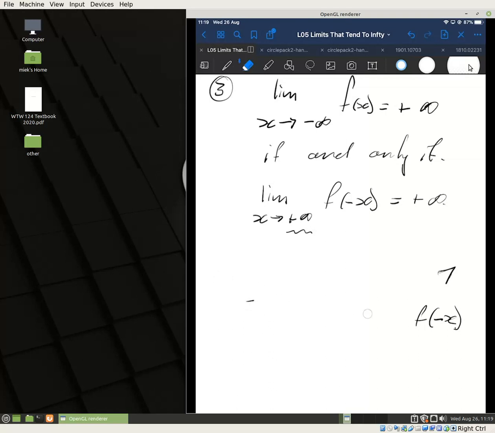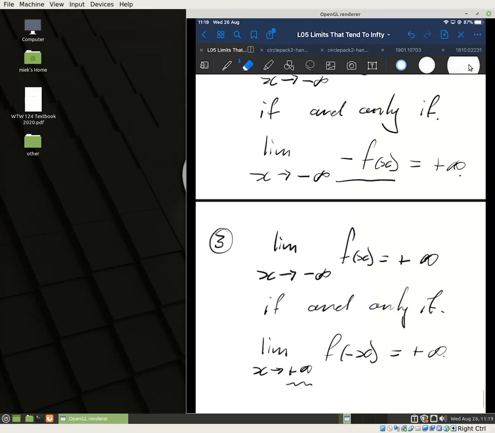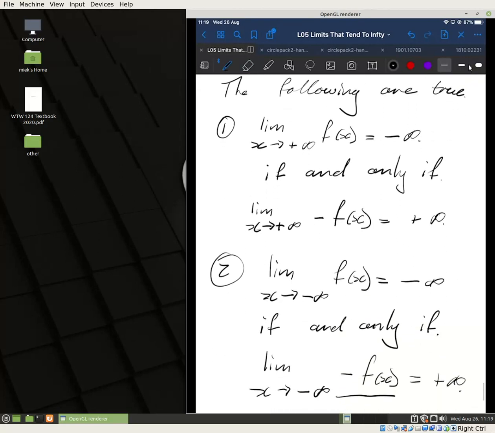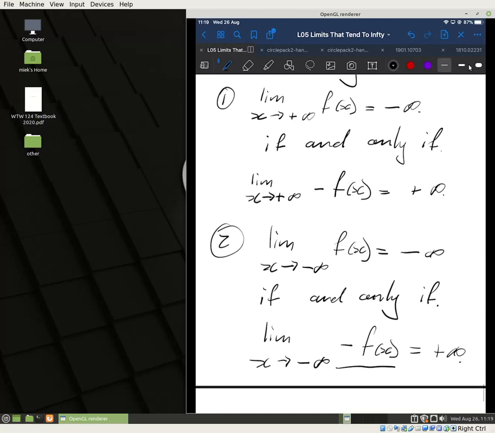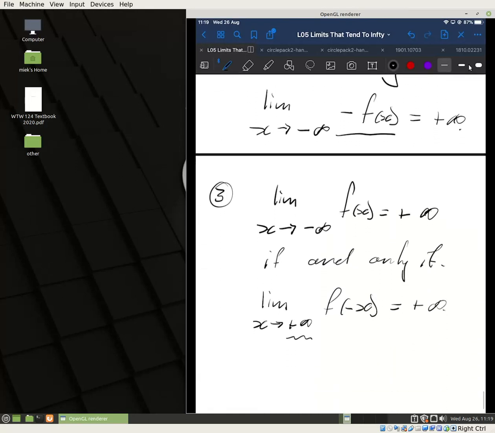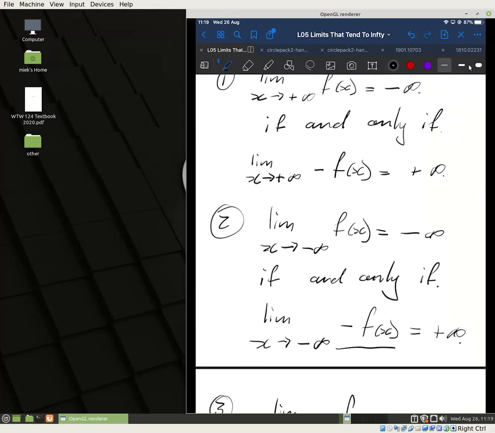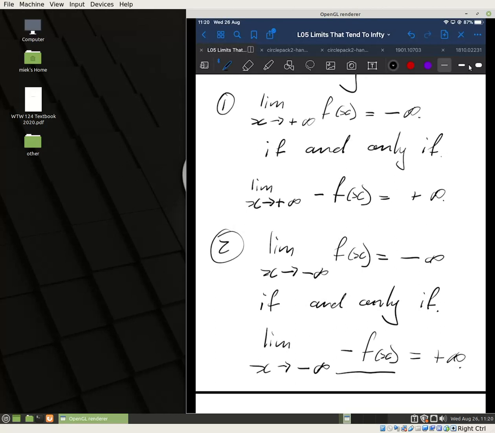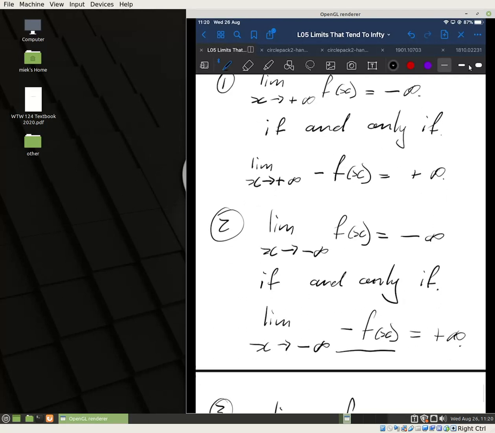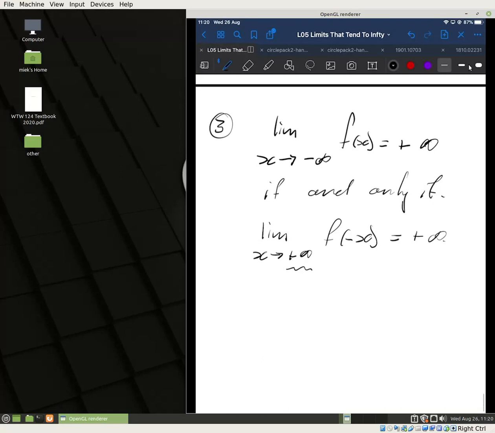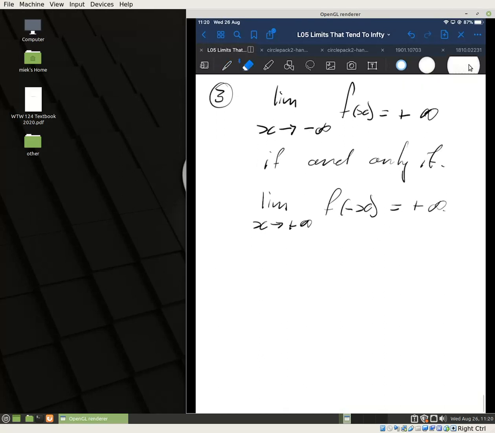Okay, so what is this theorem telling us? In this way, we can rework any of these limits that tend to plus or minus infinity into limits where, as x tends to plus infinity, our function tends to plus infinity, just by reflecting the functions that we are working with.